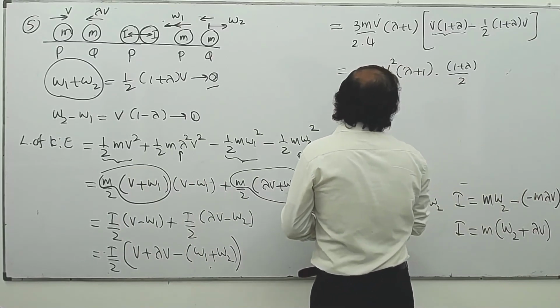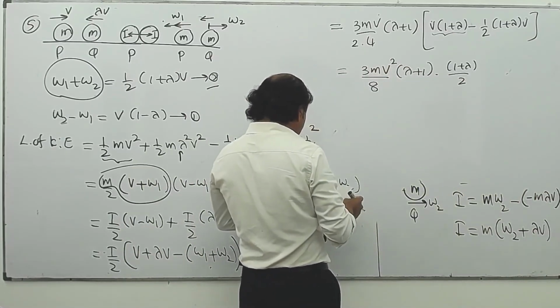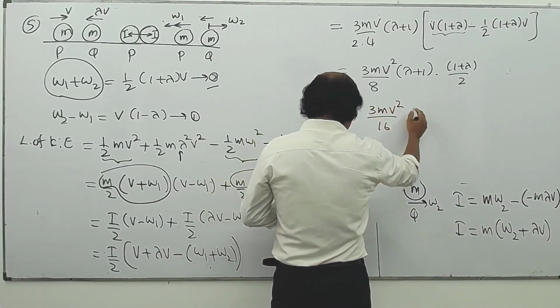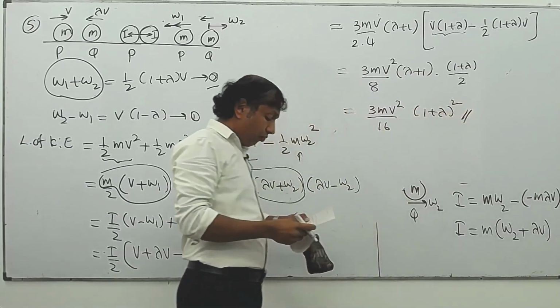Right, now simplify here. 1 plus lambda, lambda plus 1 means the same, no? Then we get 3mv squared divided by 16, 1 plus lambda perfect square. This is the loss of energy, right?